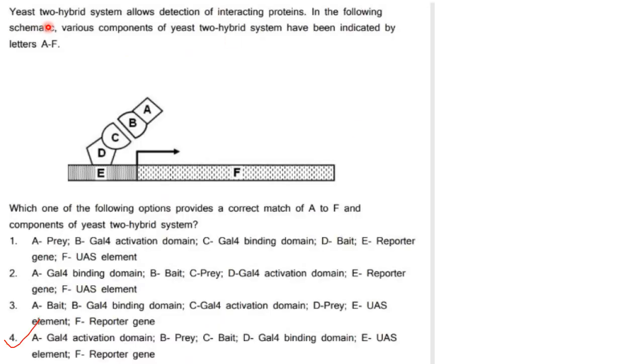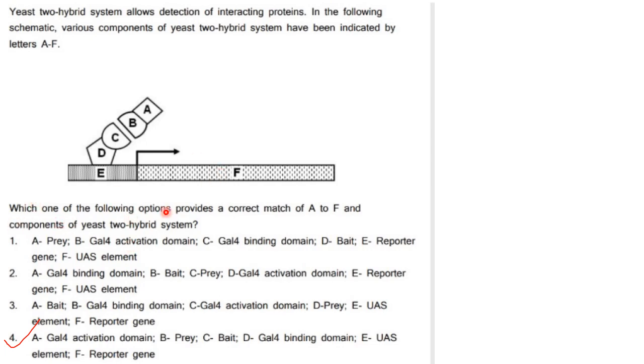So here is what is taking place in the yeast two-hybrid system. Yeast two-hybrid system allows detection of interacting proteins. In the following schematic, various components of the yeast two-hybrid system have been indicated by letters A to F. So here are the various components. You have to identify which is the bait, which is the activation domain, which is the binding domain, which is the prey, which is the reporter gene.